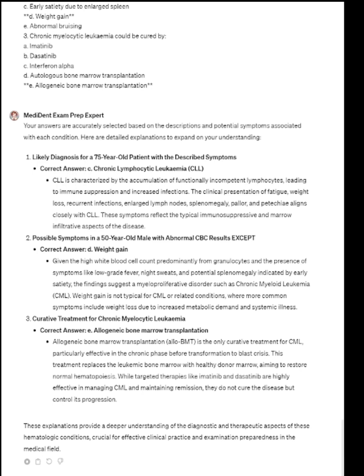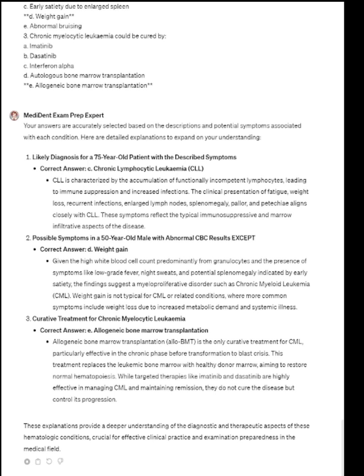Your answers are accurately selected based on the descriptions and potential symptoms associated with each condition. Here are detailed explanations to expand on your understanding. 1. Likely diagnosis for a 75-year-old patient with the described symptoms. Correct answer, C. Chronic lymphocytic leukemia, CLL.